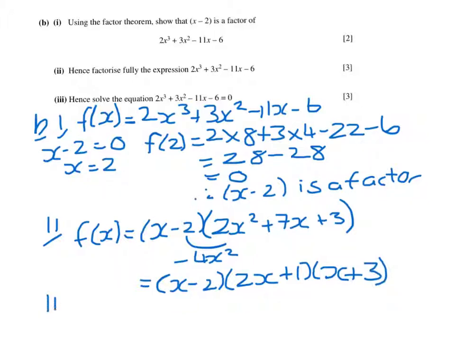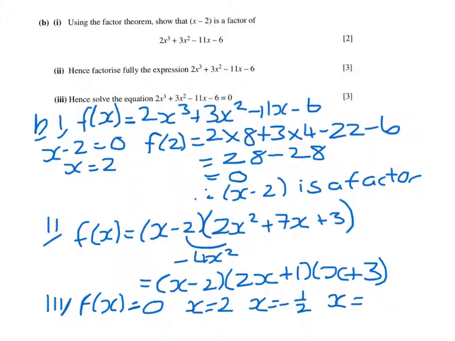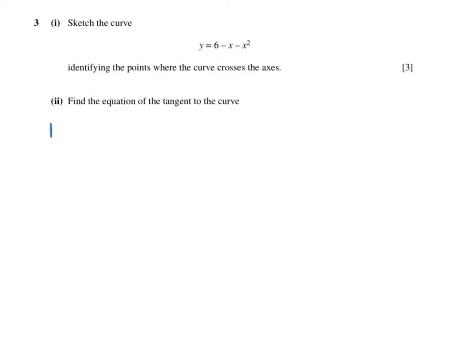To solve the equation then, I'm going to put f of x equal to 0 and solve each bracket. X minus 2 equals 0 means x equals 2. 2x plus 1 equal to 0, x equals minus 1/2, and if x plus 3 equals 0, then x must equal minus 3.